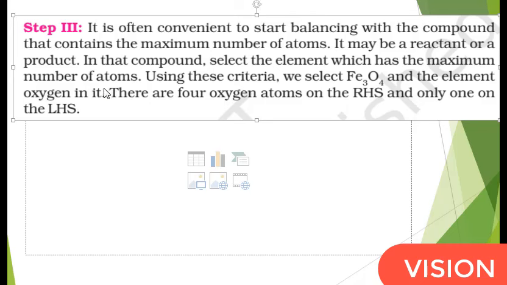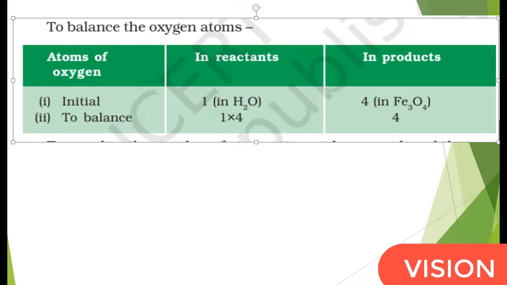Okay, let me take up the first element, oxygen. We start with one element at a time. First, maximum having in the RHS. So we take the element oxygen. 4 oxygen is in the RHS, LHS only 1 oxygen. Now we can balance the oxygen. In this table we are having initially 1 oxygen in the reactant side and 4 oxygen in the product side. So we have to multiply.